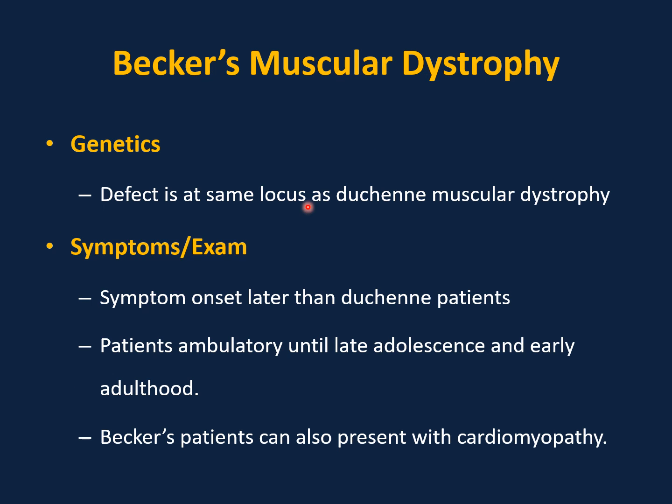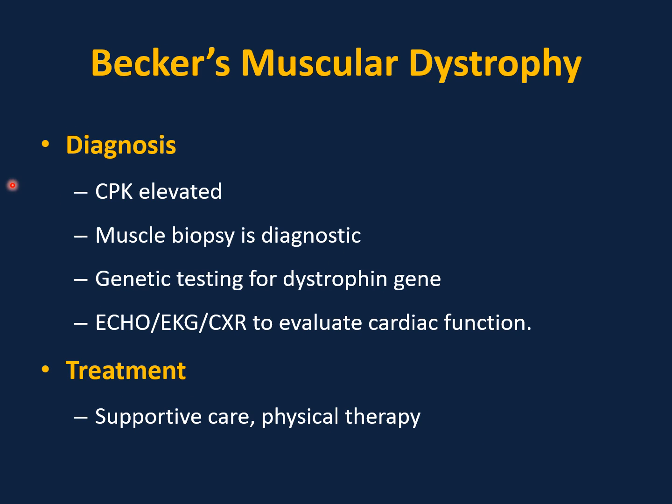Becker's muscular dystrophy, the defect is the same as Duchenne muscular dystrophy. The symptom onset is later than Duchenne patients. Patients are ambulatory until late adolescence and early adulthood, so they survive more than Duchenne. Becker's patients can also present with cardiomyopathy. Diagnosis of Becker's muscular dystrophy: creatine phosphokinase elevated, or elevation of CPK. Muscle biopsy is diagnostic. Genetic testing for dystrophin gene. Echo, EKG, chest X-ray to evaluate for cardiac function. Similar to Duchenne, supportive care and physical therapy.